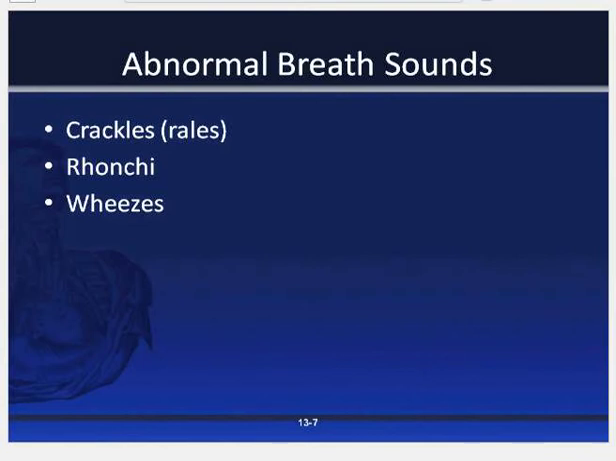Rhonchi are sounds produced when air flows through passageways narrowed by mucus or fluid. They sound like rattling or rumbling in the lungs. Rhonchi can be heard in patients with pneumonia, upper respiratory infection, COPD.